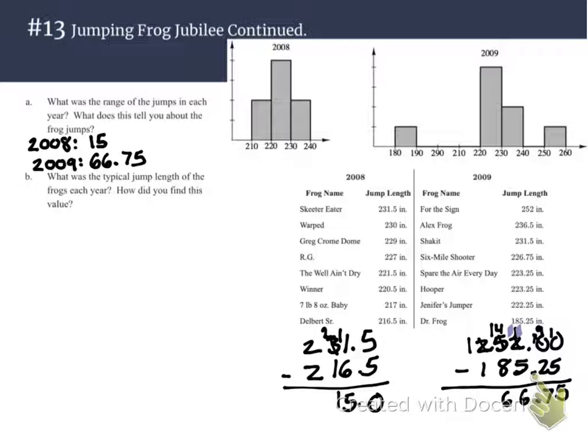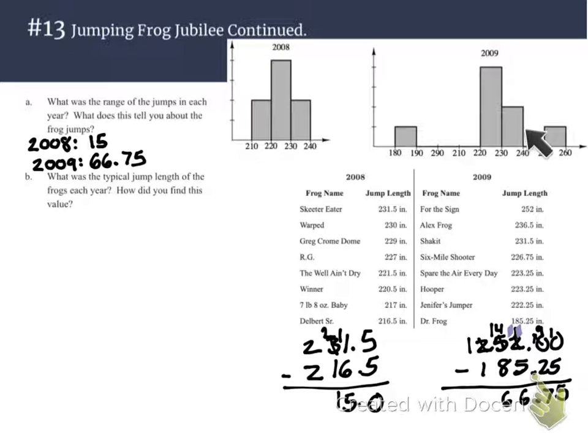And now the second part of the question. What does that tell you about the frogs? Well, for the year 2008, if the range is only 15, that makes me think, hey, the frogs all jumped pretty close together. You could maybe say or infer that the frogs were more consistent jumpers in this year. Conversely, for the year 2009, it has a range of, goodness, 66 and 75 hundredths. That's a little over 4 times bigger than the year 2008. That would just make me think, hey, these frogs were less consistent.